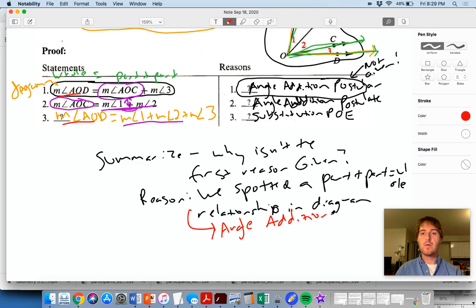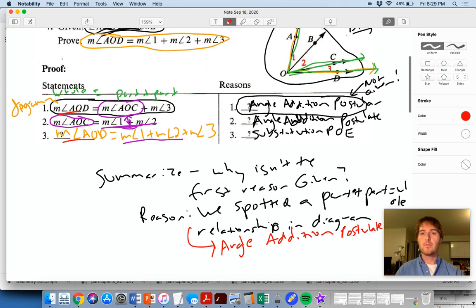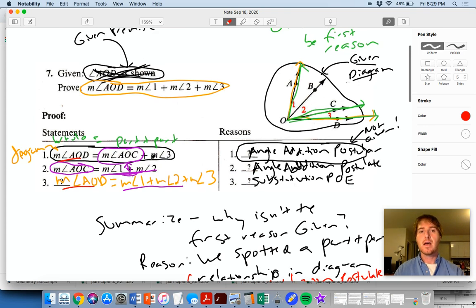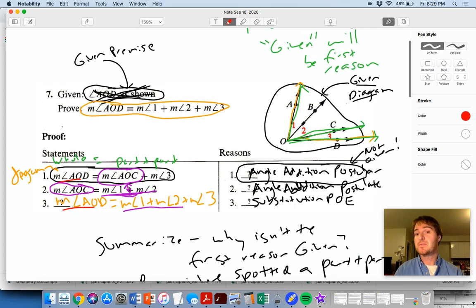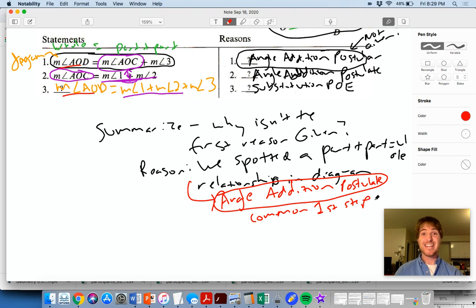The angle addition postulate is a great way where we can introduce a rule from the actual diagram that's not in the given premises. We're picking something up from the given diagram that we know has got to be true because we've assumed the angle addition postulate is true. So a common thing, this guy comes up. The angle addition postulate is a common first step of a proof that's not given.